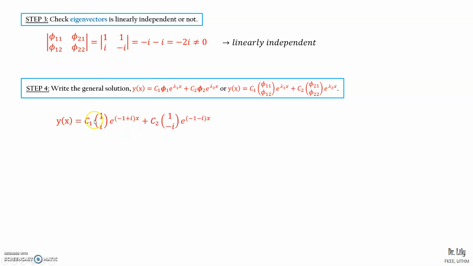So kita punya Yx equal to C1 adalah constant, V1 kita adalah 1 dan I, eksponen lambda 1 adalah negatif 1 tambah Ix. Okay, so untuk yang seterusnya C2 adalah constant. V2 kita adalah 1 dan negatif I. And then, eksponen lambda 2 kita adalah negatif 1 minus Ix. Okay, so maknanya ini adalah general solution untuk system of first order linear differential equation with the case where the eigenvalue is a complex number.